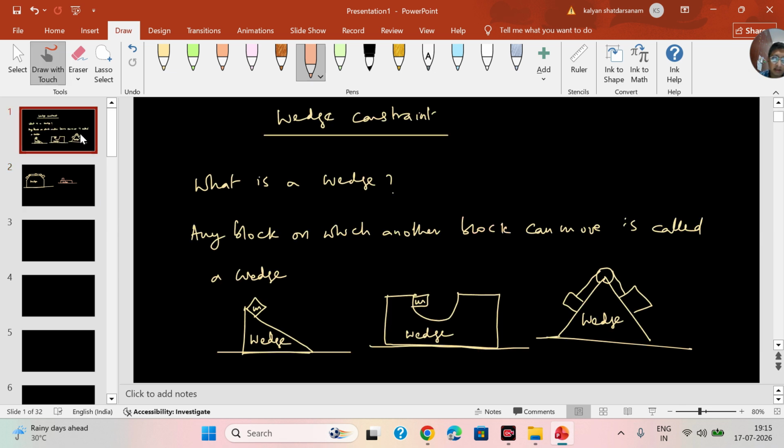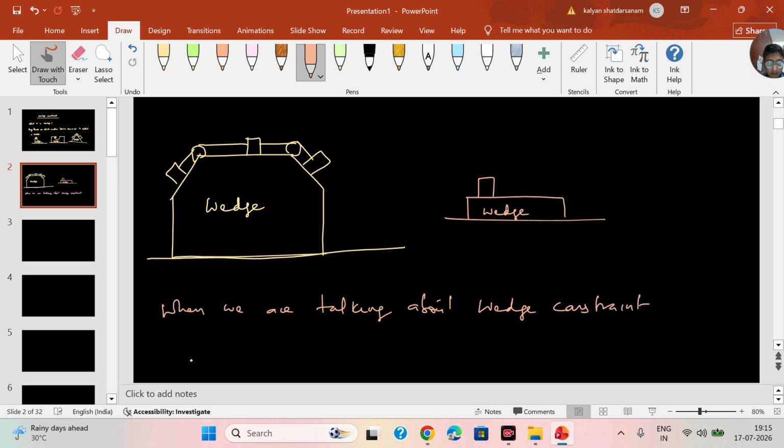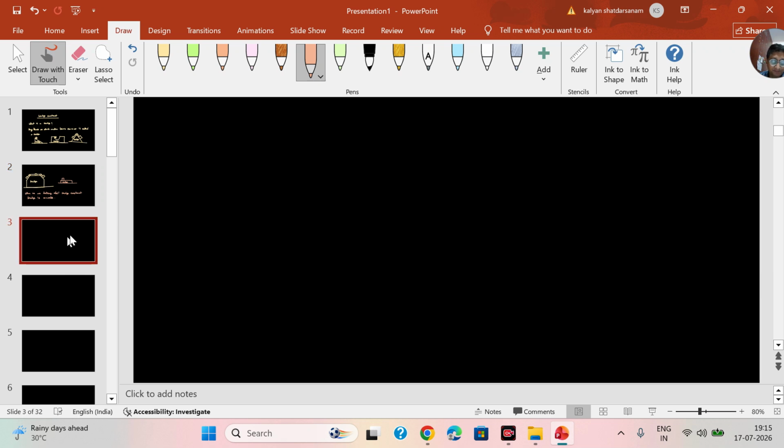So generally a wedge can be fixed or wedge can be movable. When we are talking about wedge constraint, we assume wedge is also movable. Wedge is movable. So let us try to understand and see how it works. What is wedge constraint and how it works?